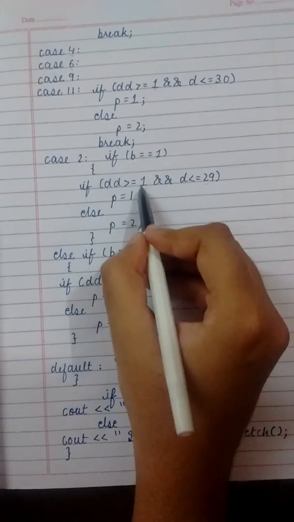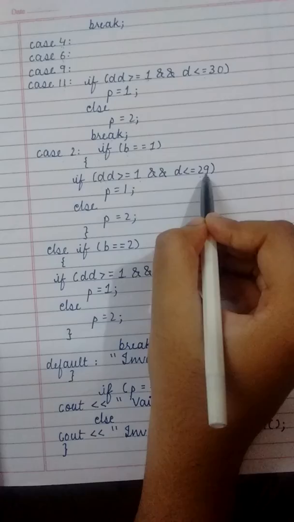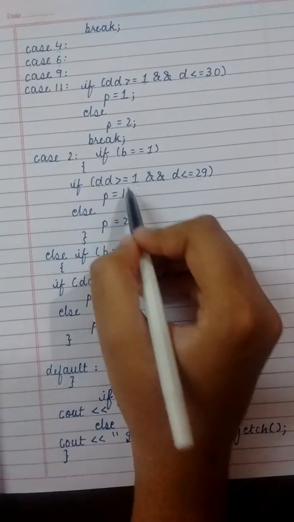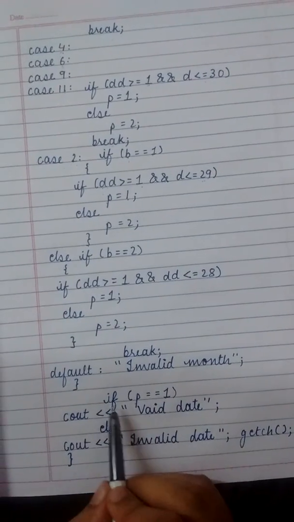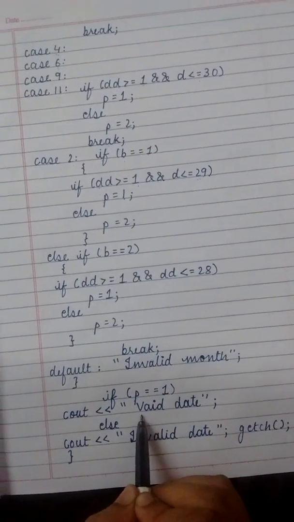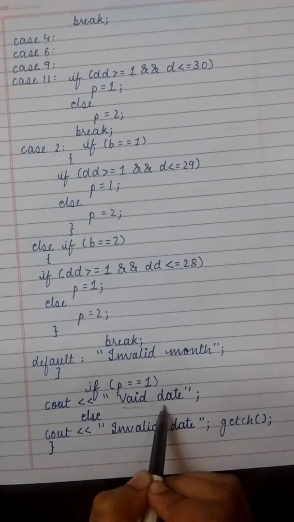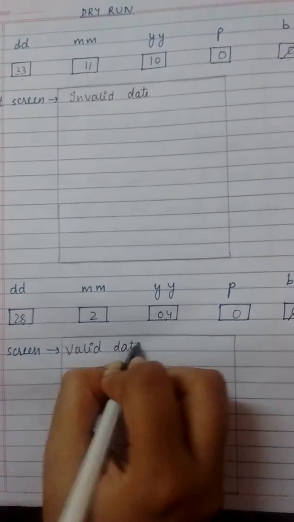If date is between 1 and 29, the date entered by the user is 28. Therefore, it is suiting the condition. Therefore, p will have a value 1. Now we break out of the switch. Then we check if p is having a value 1. Yes, it is having. So a message of valid date will be displayed on the output screen. So the output will be as such.